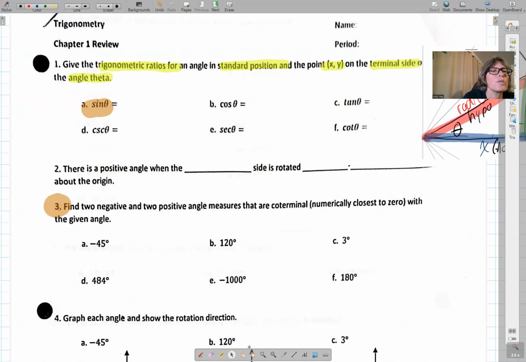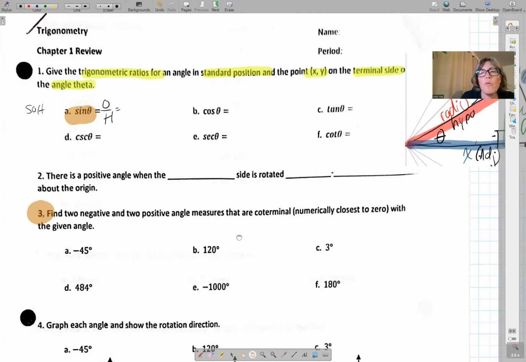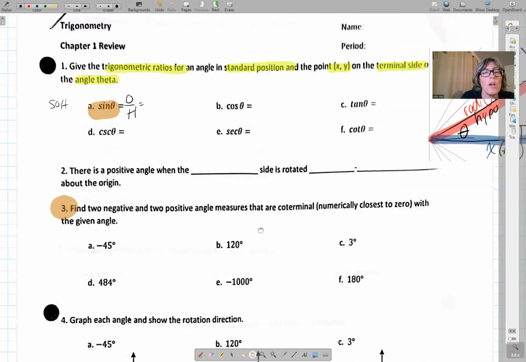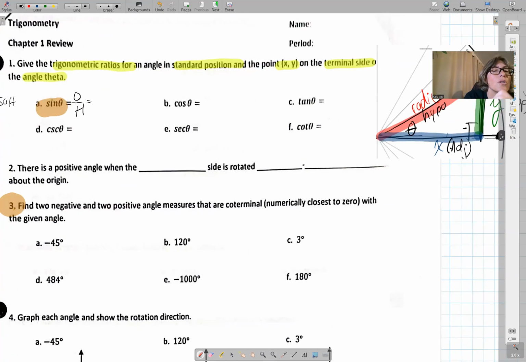All right, so sine of theta. Sine is opposite over hypo, and with a triangle in standard form, our opposite is y, and our hypo is the radius. So this would equal y over the radius.